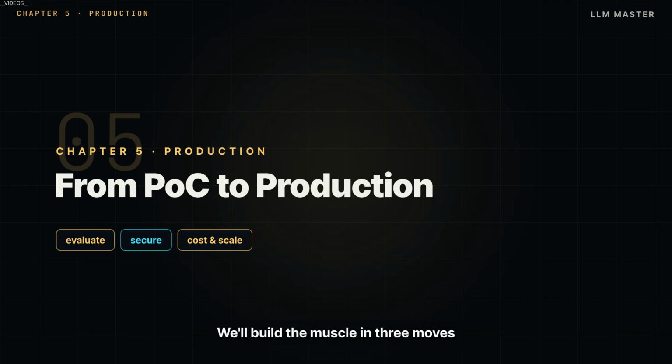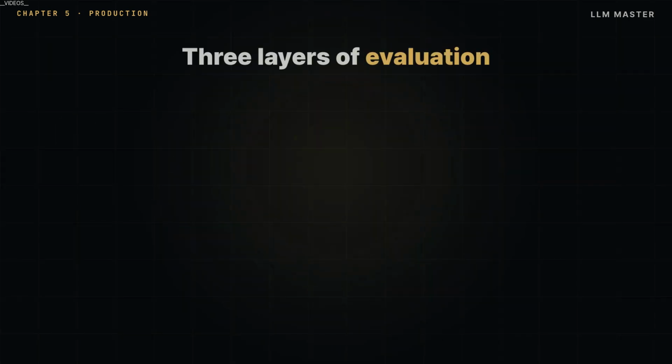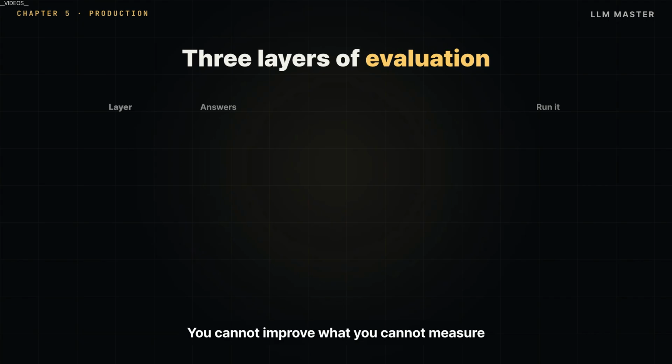We'll build the muscle in three moves. First, evaluation, so you actually know whether a change made things better or worse. Then security, because a model that reads untrusted text is an attack surface. And finally, cost and operations, the difference between a system that's profitable and one that quietly bankrupts you. None of this is glamorous. All of it is what separates a toy from a product. You cannot improve what you cannot measure, and "it looks good to me" is not measurement.